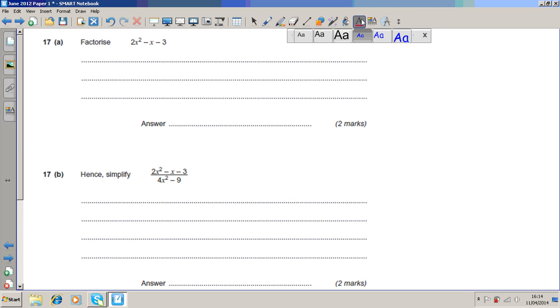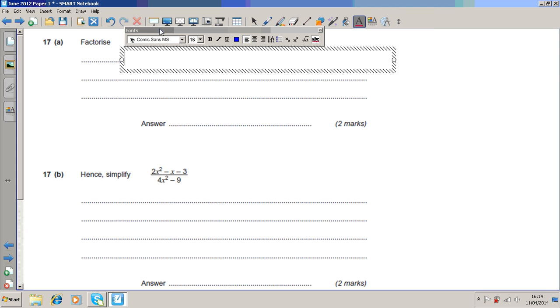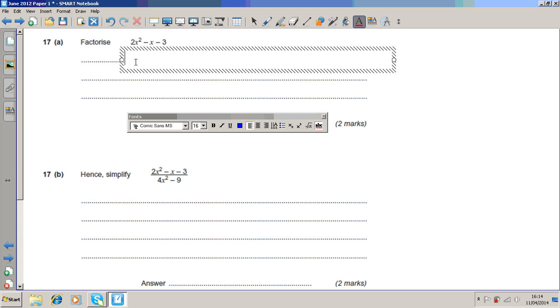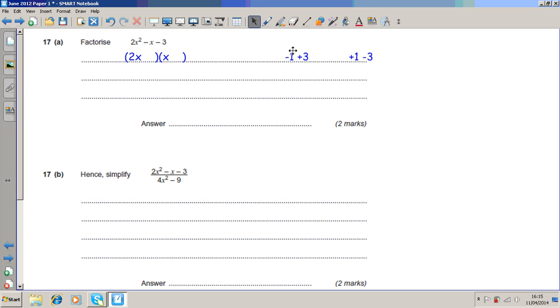Right, 17. Factorise 2x squared minus x minus 3. If we're factorising a quadratic with a squared involved, then chances are we're going to go double brackets. What numbers multiply to give me minus 3? Well, there's not many choices here. We've got minus 1 and 3. Or we've got plus 1 and minus 3. So now it's a case of trying to make the minus x that we've got in the middle there.